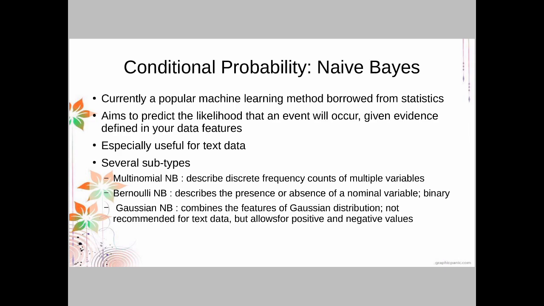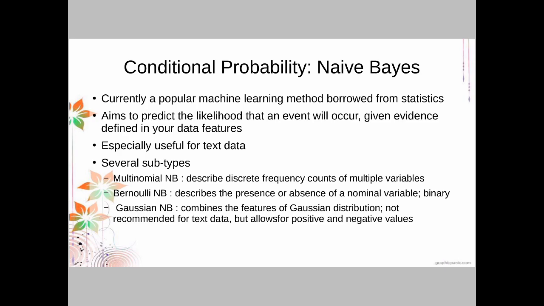It's especially useful for textual data, and it is mostly used in Google search engines. We have several subtypes. First, multinomial naive Bayes, which describes discrete frequency counts of multiple variables. It detects how many times a certain word appears in a text or document. So basically it is just a basic count. For example, you can have several keywords, and it will count the number of each keyword in that document: keyword 1 appears 10 times, keyword 2 and so on. Those are the data it uses.